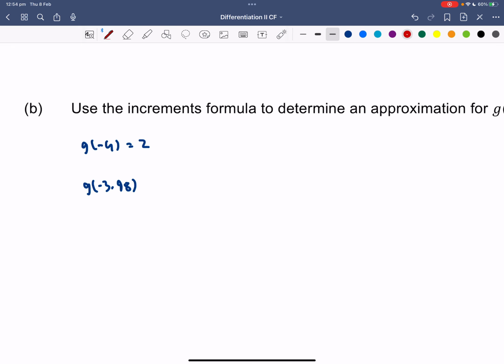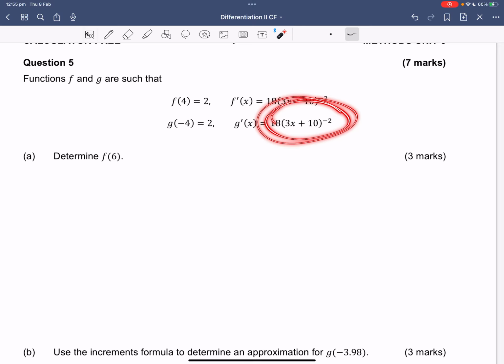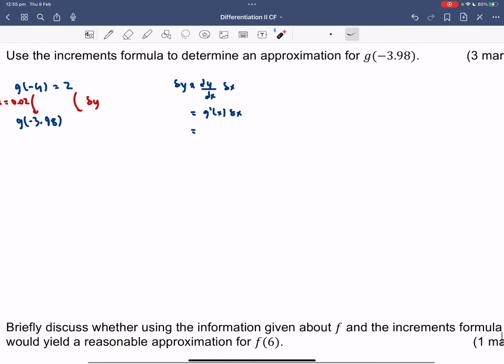However, what we are doing is, I hope everyone agrees, there has been a change in the x value. Change in the x value of 0.02. We have added 0.02 to it. And if there's a change in the x value, surely there should be a change in the y value. And what do we know is our formula for change in y value? dy on dx times change in x. In this particular case, it's g dash of x times change in x. Now, what is g dash x? The question tells you straight away. 18 on 3x plus 10 squared.